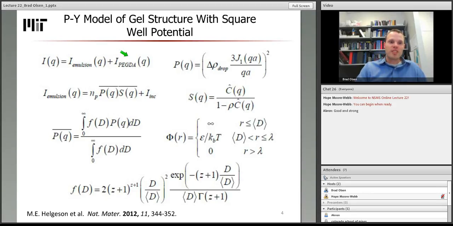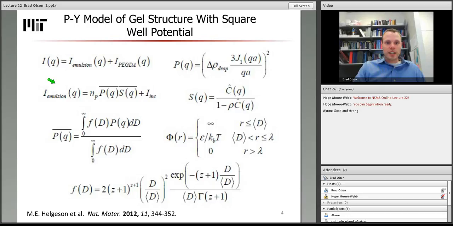And so, a lot of the development of scattering functions focuses on looking at the scattering from the emulsion. So, the scattering from the emulsion they model using a Percus-Yevick model of the gel structure. And last time we looked at the Percus-Yevick hard sphere model, in this case, the authors use a Percus-Yevick model with a square well potential instead of a hard sphere potential for their spheres.